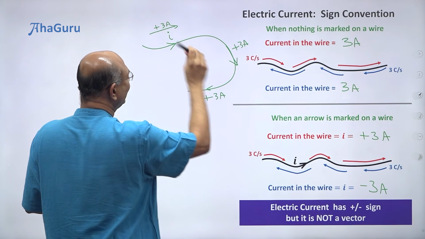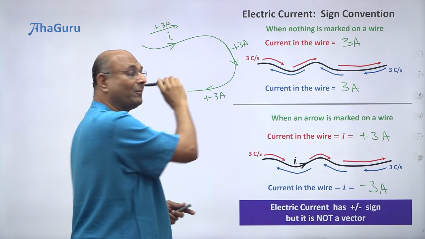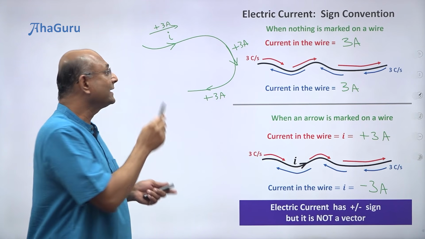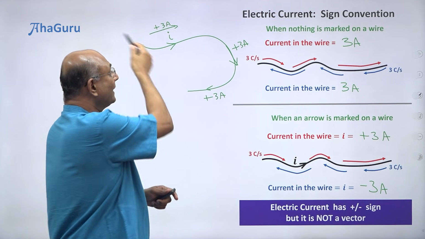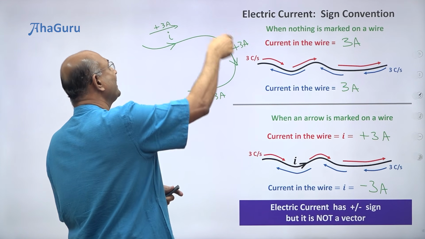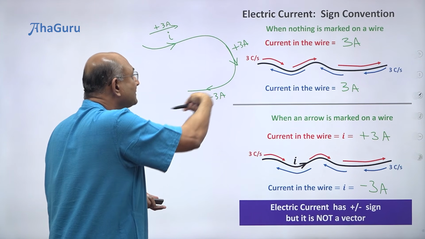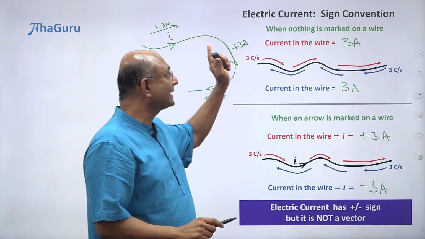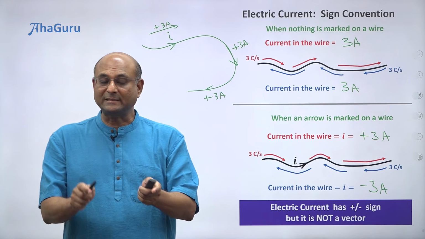Will you consider this direction and this direction as the same? No. As vectors, these are opposite directions. But in current, current is not a vector. In current, all we care about is whether it is flowing along the wire like this, or is it flowing like that? If it is flowing like this, it is all considered positive. If it is flowing in the opposite direction, it is considered negative. I hope you have understood that current is not a vector, but it has a sign. It could be +3, it could be -3.